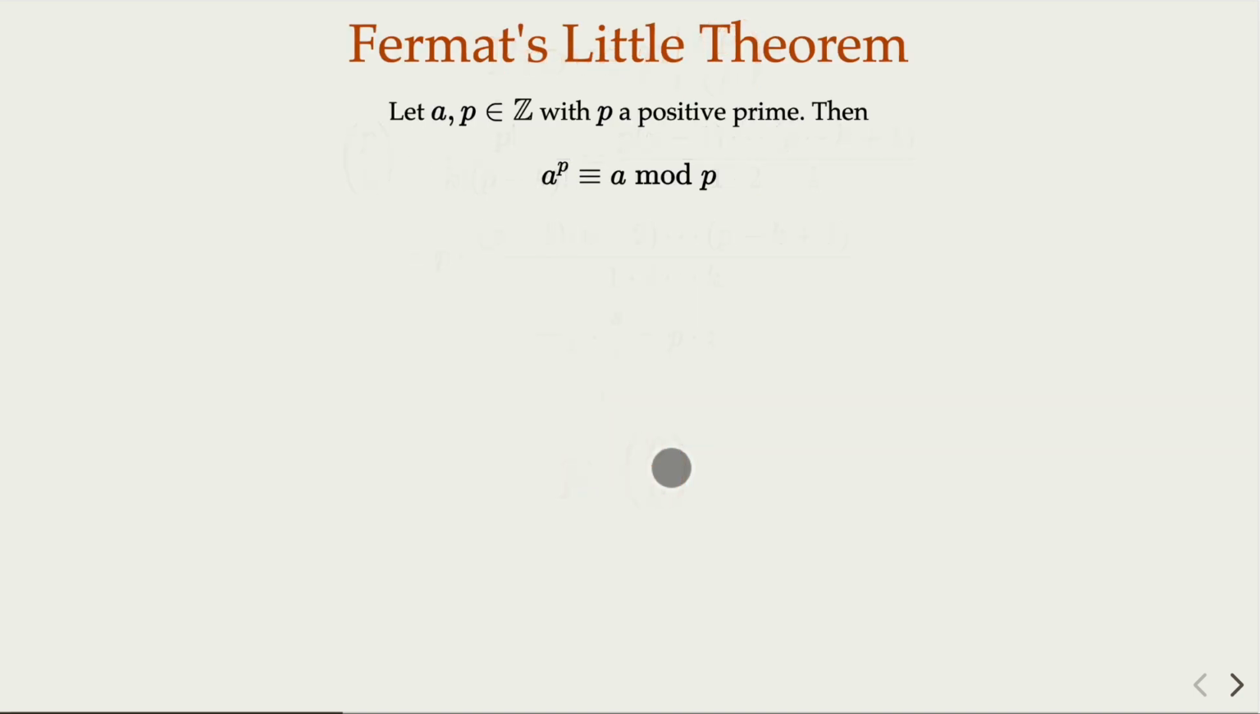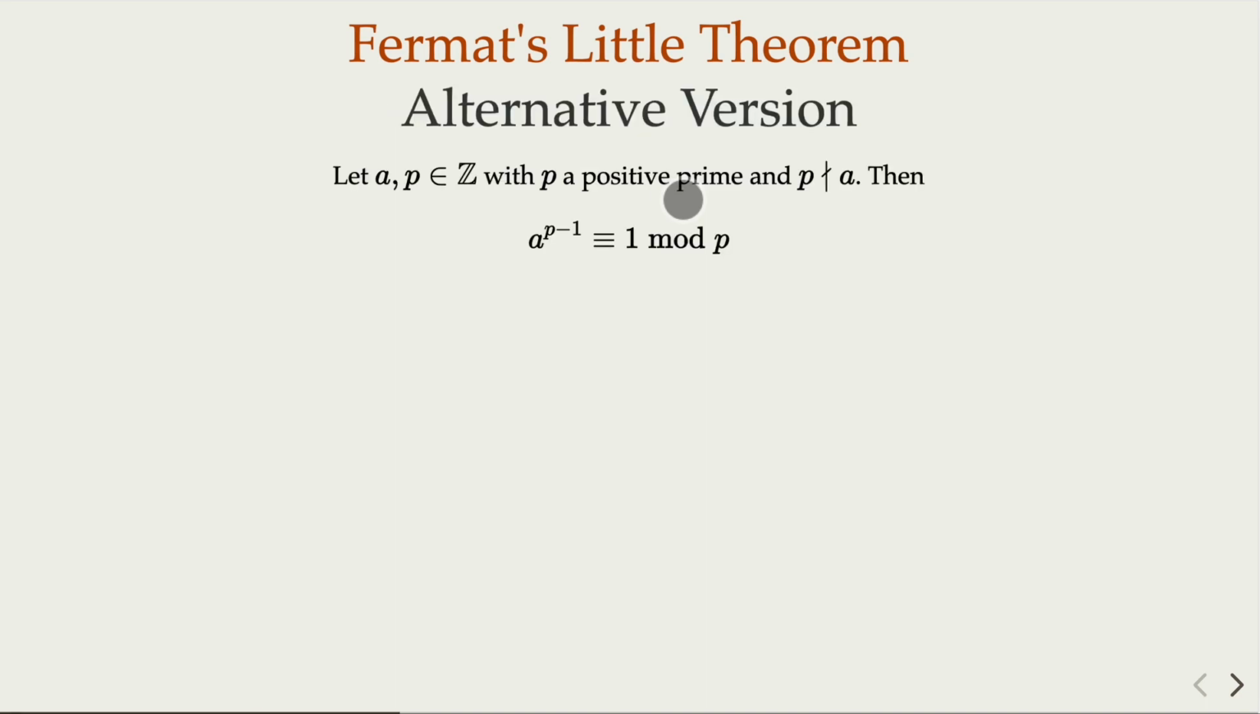So what is Fermat's little theorem? We claim that for an integer a, a raised to the p's power is congruent to a mod p when p is a prime number, a positive prime number. In some other textbooks, you may see a different form. That is, when p does not divide a, so a is co-prime to p, then a raised to the p minus 1 power is congruent to 1 mod p. That's a different version of the theorem. We're going to stick with the first version.